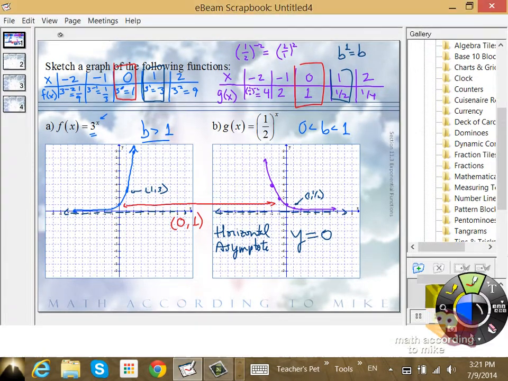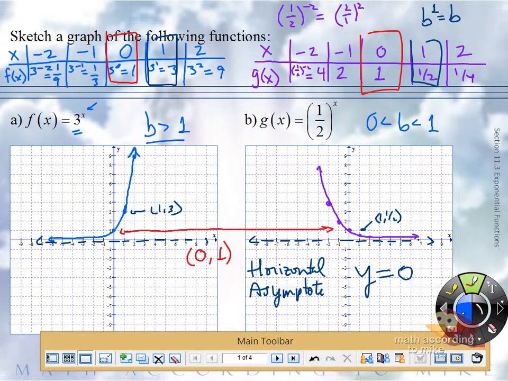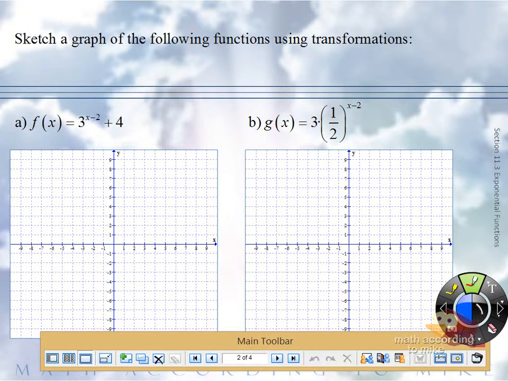Now we're going to do transformations of these guys, which means we're going to take these shapes, move them up, down, left, right, maybe reflect them. We're going to go in stages so that everyone's good to go. Part A, what function is being transformed? What basic function is being transformed?